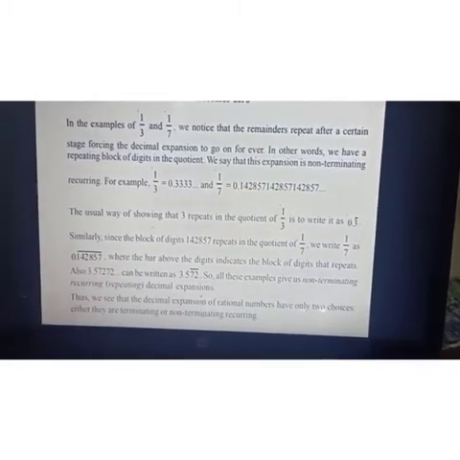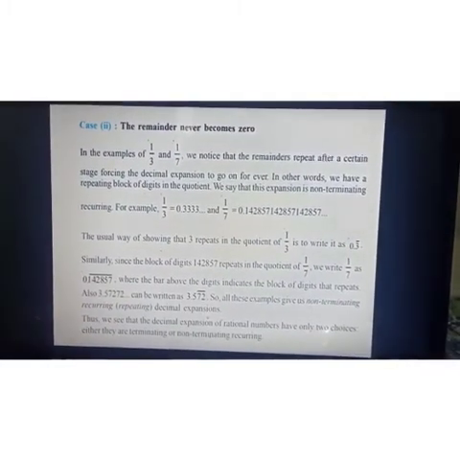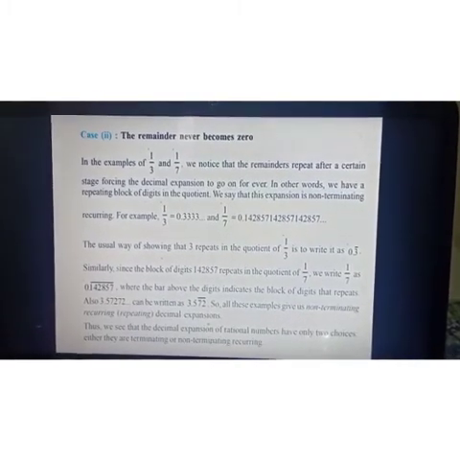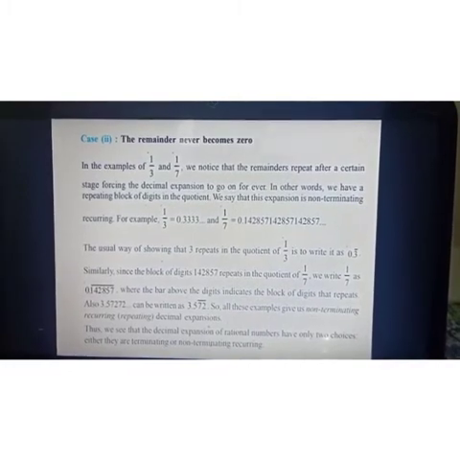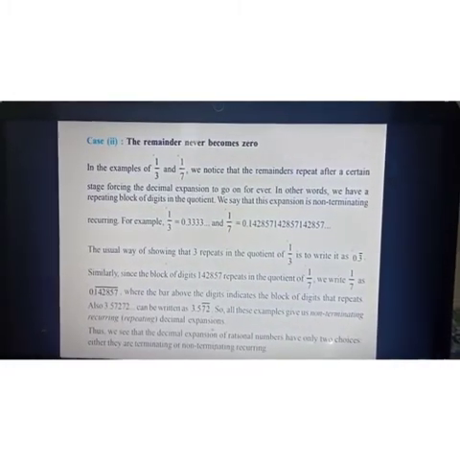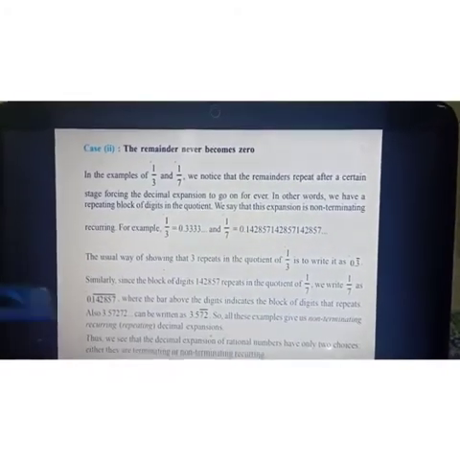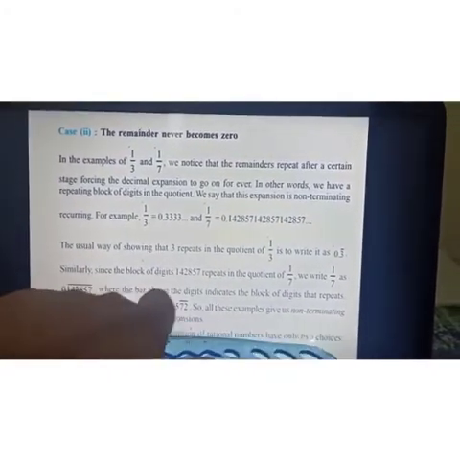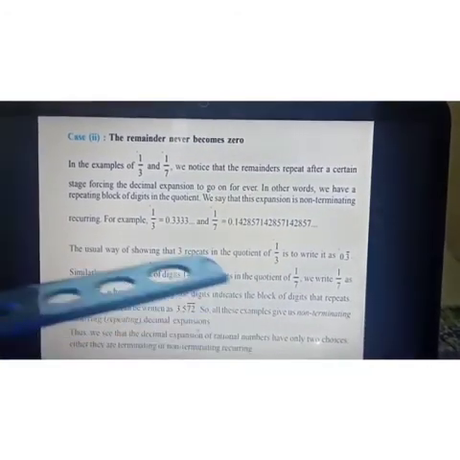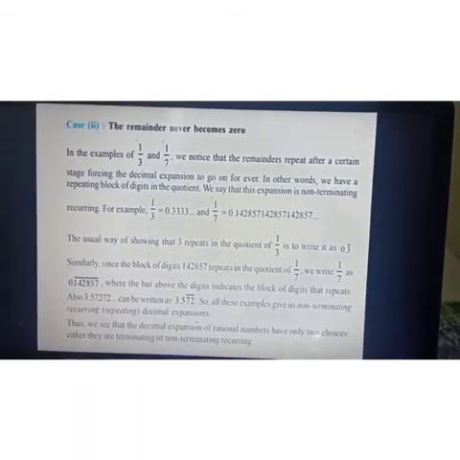So basically, in the decimal expansion of a rational number, two cases are there. If the remainder is 0, then it is called terminating. If the remainder is not 0, then it is called non-terminating repeating, because here we are going to deal only with rational numbers, right? So a rational number has two cases, terminating or non-terminating repeating. The decimal expansion of a rational number has only two choices: one is terminating and the second is non-terminating repeating. So we have to identify whether these numbers are terminating or non-terminating repeating.